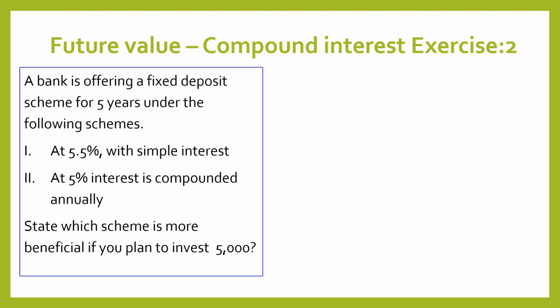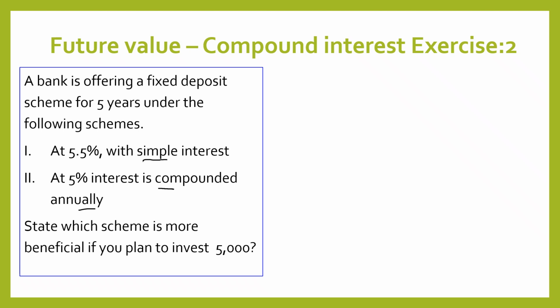So after reading this question, what did you find out? There are two options. Option 1 is simple interest. Don't forget, we have to be very careful. We have to read the question slowly and carefully, understand the question, then write the formula. So option 1 is about simple interest, future value with simple interest. Option 2 is about compound interest, annually. So my n will be 1.